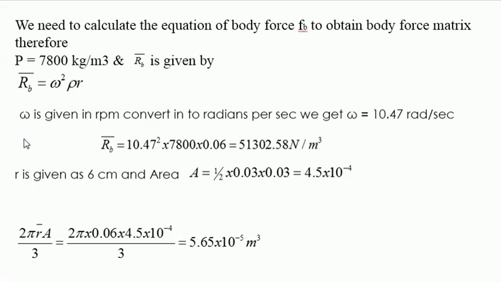To calculate 2 pi r a by 3, r is given in terms of centimeter, which we need to convert into meters and calculate the area. So substitute the value of area in the equation, you will get the value of 5.65 into 10 to the power minus 5 meter cube.